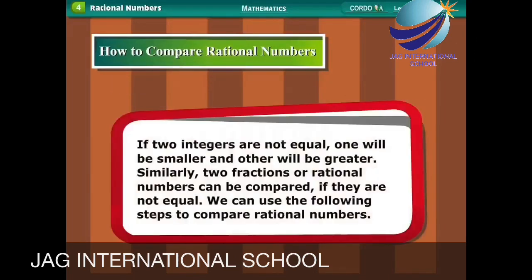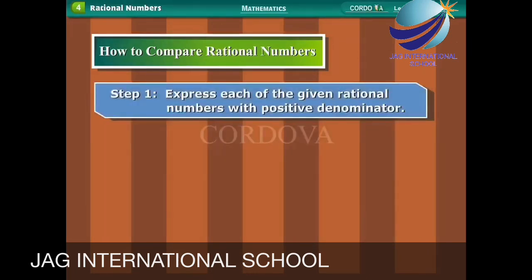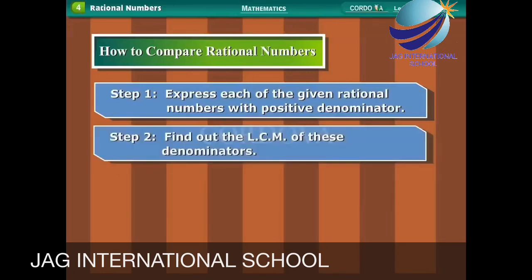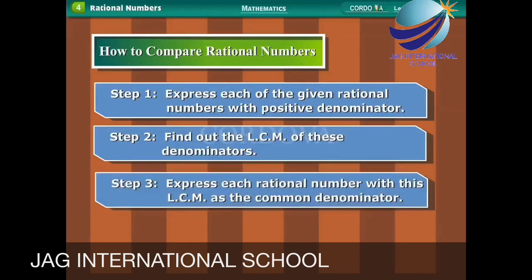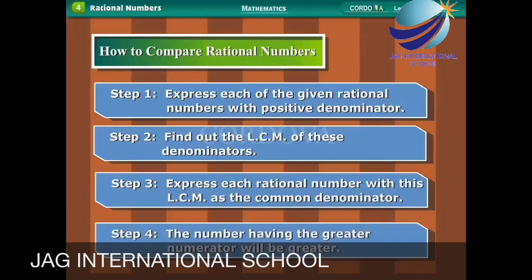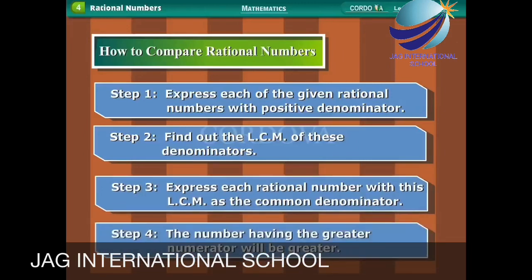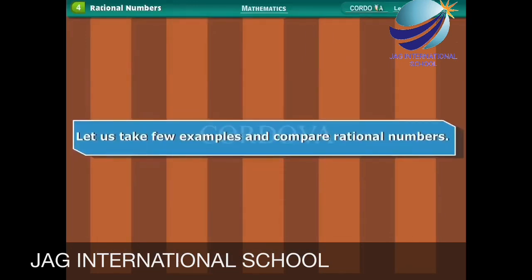How to compare rational numbers? If two integers are not equal, one will be smaller and other will be greater. Similarly, two fractions or rational numbers can be compared. If they are not equal, we can use the following steps to compare rational numbers. Step 1. Express each of the given rational numbers with positive denominator. Step 2. Find out the LCM of these denominators. Step 3. Express each rational number with this LCM as the common denominator. Step 4. The number having the greater numerator will be greater. Let us take few examples and compare rational numbers.